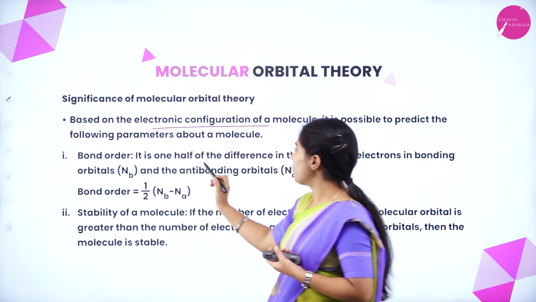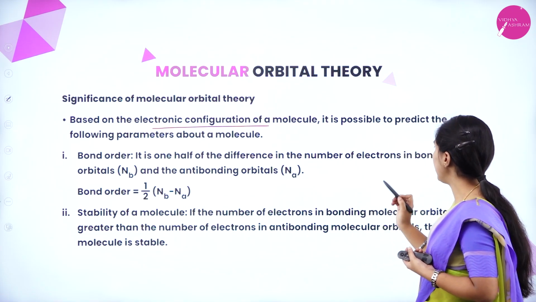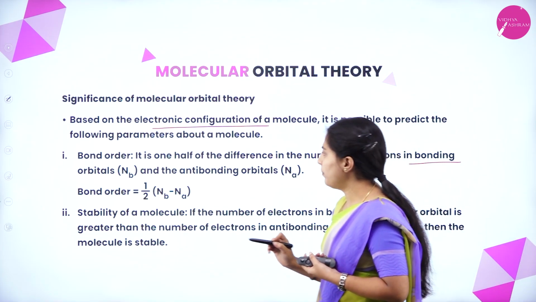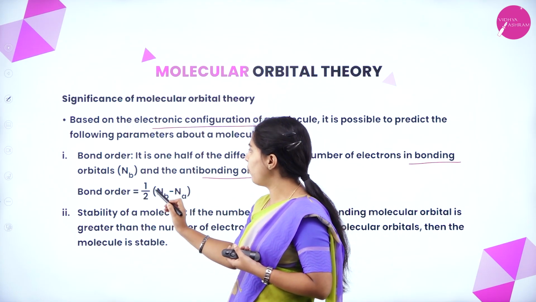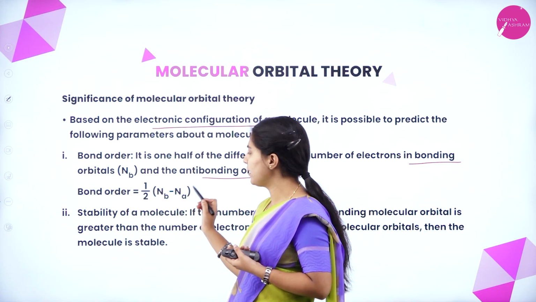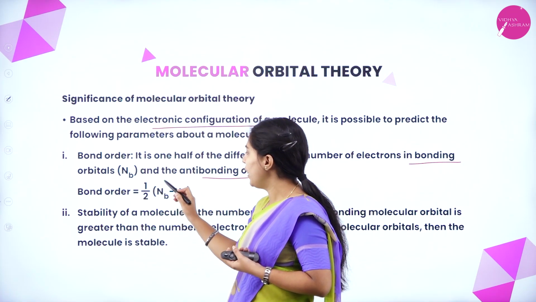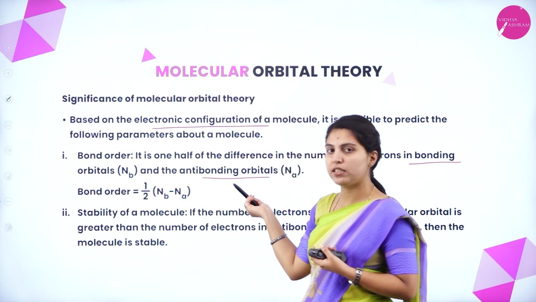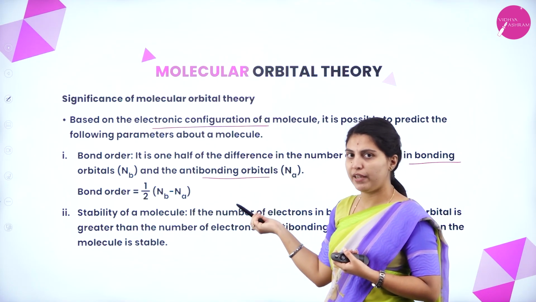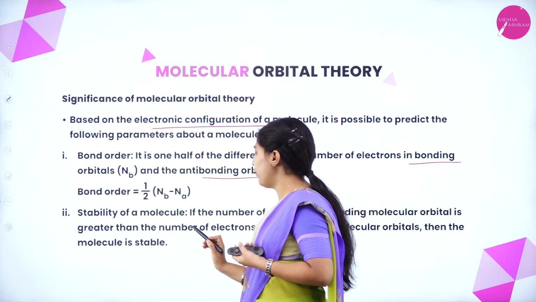Bond order is 1/2 of the difference in the number of electrons in bonding orbitals and anti-bonding orbitals. See, 1/2 of bonding minus anti-bonding. That's why 1/2 into (NB minus NA). This formula we will use in the energy level diagrams. Next, stability of a molecule.